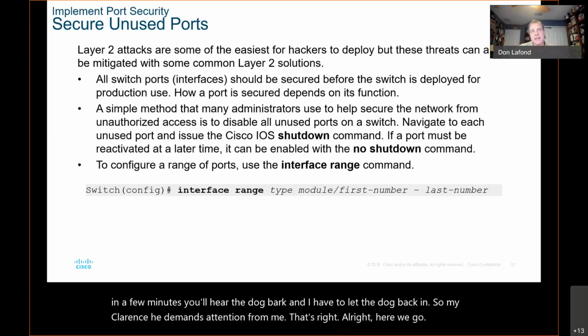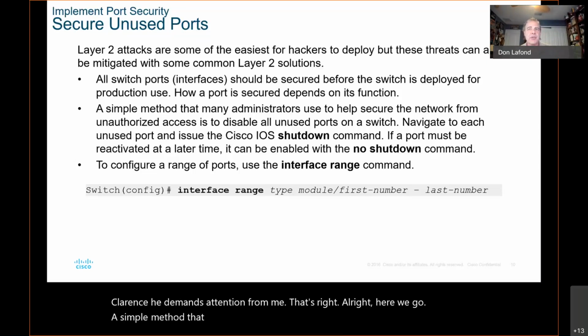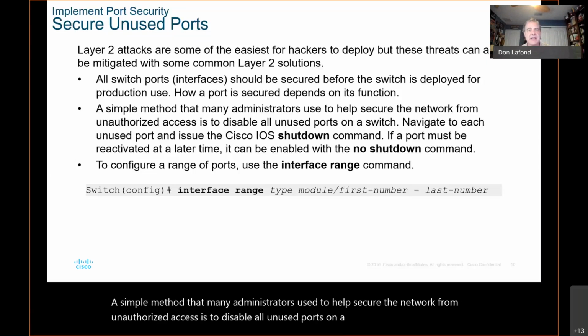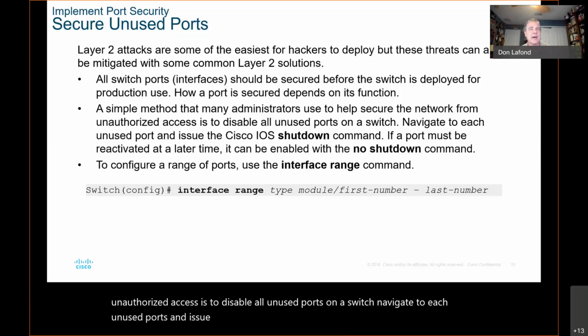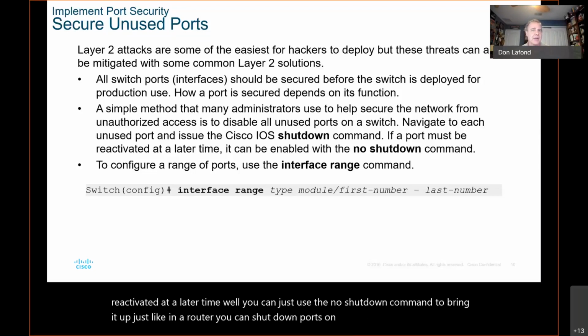A simple method that many administrators use to help secure the network from unauthorized access is to disable all unused ports on a switch. Navigate to each unused port and issue the Cisco IOS shutdown command. If a port must be reactivated at a later time, well, you can just use the no shutdown command to bring it up. Just like on a router, you can shut down ports on a switch using the shutdown command.